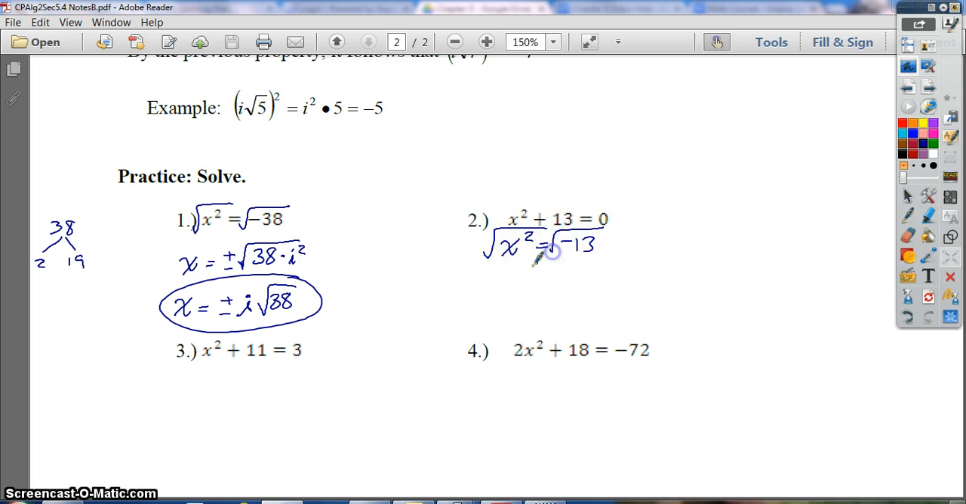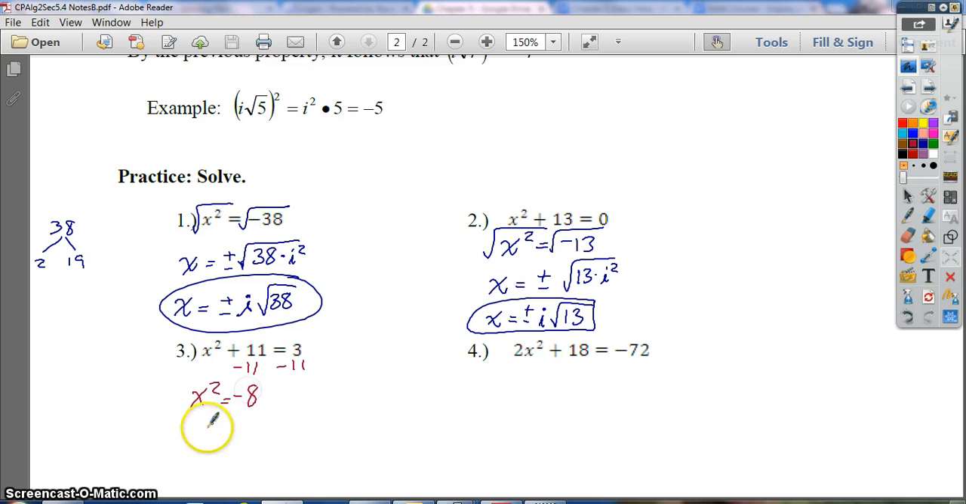So the square root of this is plus or minus the square root of 13 times i squared. That's negative 1. This is negative 1 times i, that's negative 13. So when you finish up here, you can pull the i out. Square root of 13 stays as is. Right? Subtract 11. So you get x squared equals negative 8.